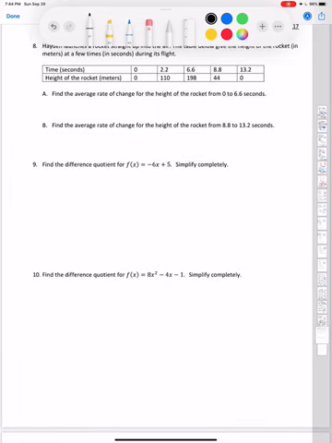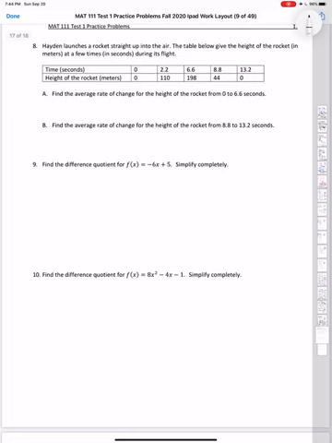And let's finish it out. We got one more example. Let's move on to the next one with average rate of change. So to finish this set, it says Hayden launches a rocket straight up into the air. The table below gives the height of the rocket in meters at a few times in seconds during its flight.